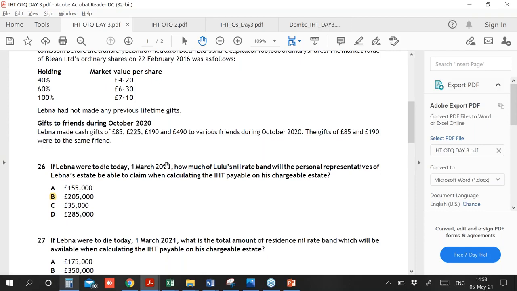Now, if all of these gifts were to different persons, apart from 490, all three gifts would have qualified for the small gift exemption. But the gifts of 85 and 190 were to the same friend. So, guys, now you tell me which gift out of these four qualify for small gift exemption. Tell me the amount in the question section.